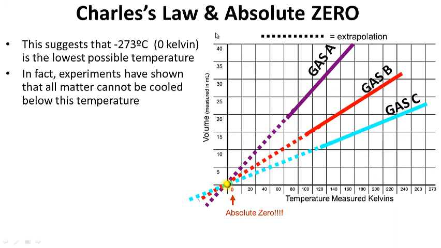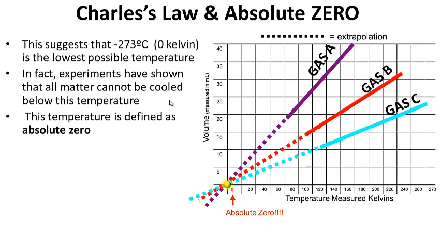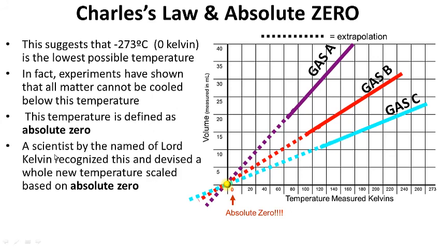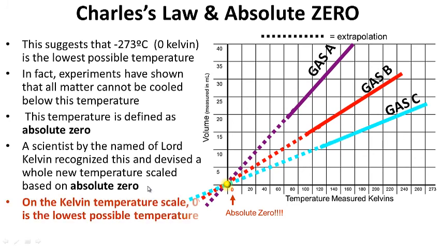In fact, experiments have shown that all matter cannot be cooled below this temperature. This temperature is defined as absolute zero. Like I said, a scientist by the name of Lord Kelvin recognized this and devised a whole temperature scale based on absolute zero. That is the Kelvin scale. On the Kelvin scale, 0 is the lowest possible temperature, and all matter, gases, have no movement or kinetic energy.